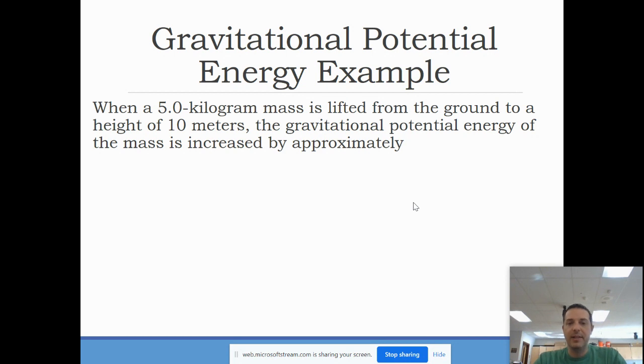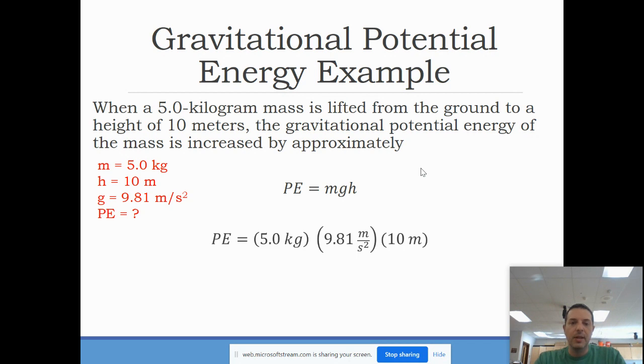We have a 5 kilogram mass lifted from the ground to a height of 10 meters. I want to figure out how much gravitational potential energy that mass has at that height. The problem tells us the mass is 5 kilograms, the height is 10 meters, and we know acceleration due to gravity is 9.81 meters per second squared. To find potential energy, we use the equation PE = mgh. Plugging in our values, 5 times 9.81 times 10 gives us a total potential energy of 490.5 joules.